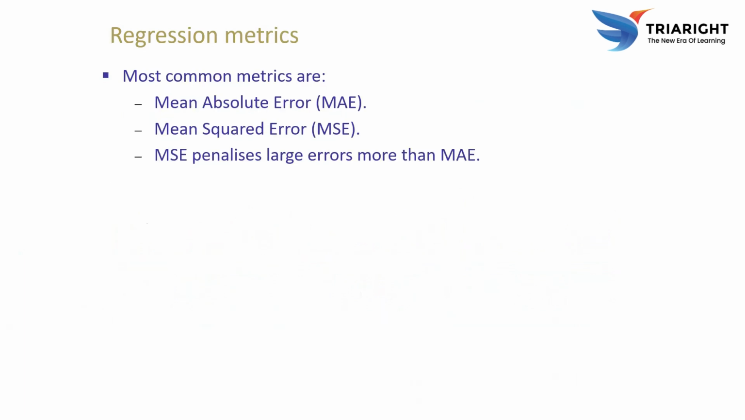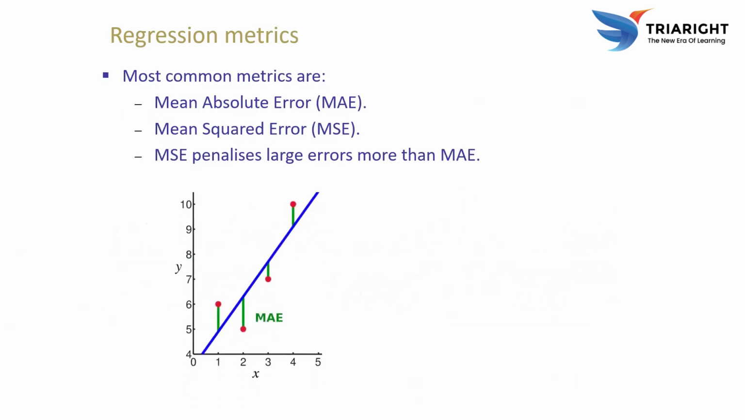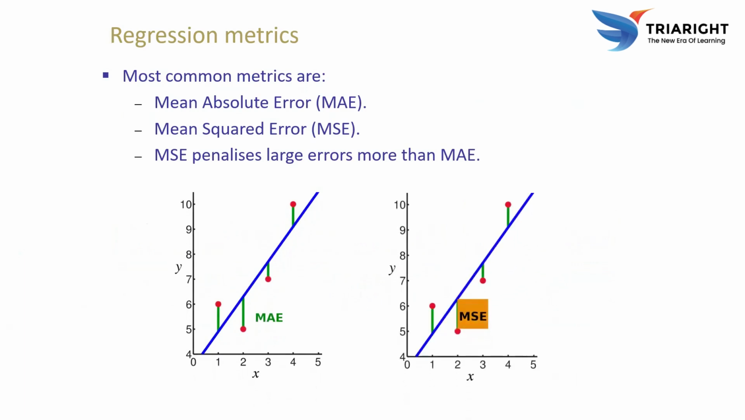Okay, so regression metrics. We have the mean absolute error and the mean squared error. MSE, the mean squared error, penalizes large errors more than MAE, the mean absolute error. These are the metrics used in regression.